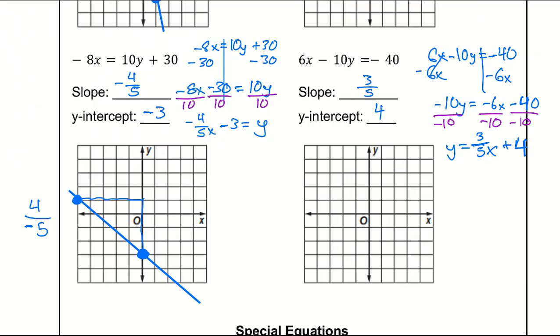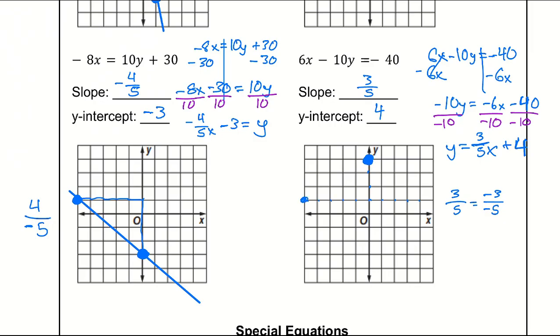So start with the y-intercept of 4. 1, 2, 3, 4. And again, because of the way that this is, 3 over 5 is the same as negative 3 over negative 5. So from here, I'm going to go down 3. 1, 2, 3, right. 1, 2, 3, 4, 5. No, that's wrong. I need to go down 3, left 5.